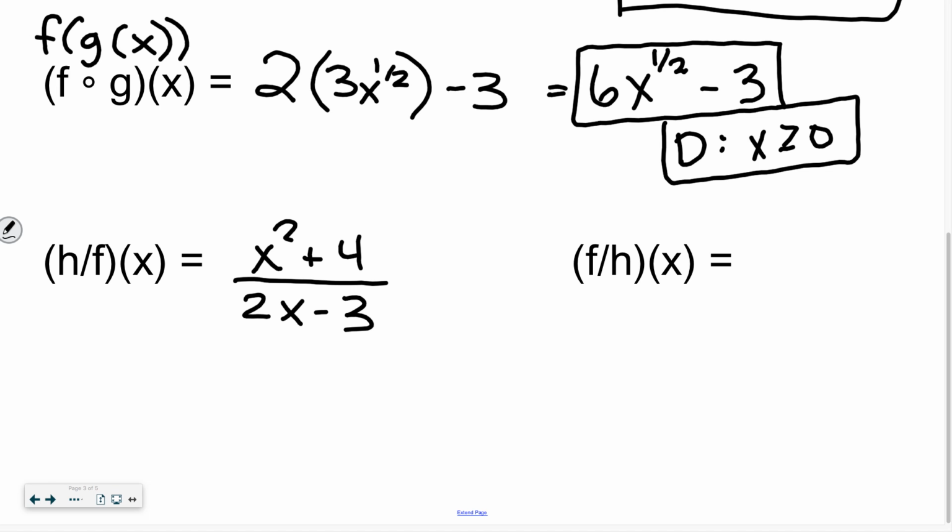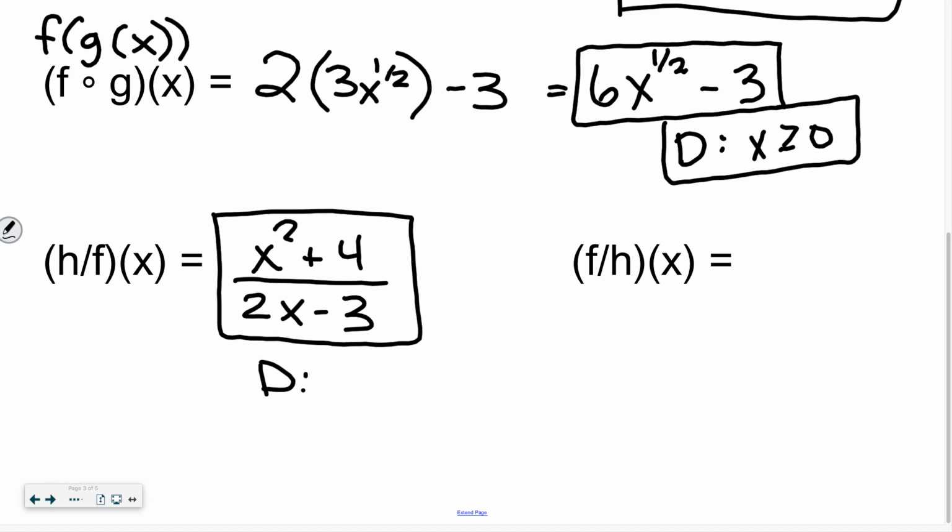X squared plus 4, can you factor that? No, it's not a difference of perfect squares. This is unfactorable. So these things don't share any common factors, therefore you cannot simplify anything. You can't cross out an x. That's not a factor. That's part of a term. So this is done. And then if we're talking about domain, what would be our domain for our function?